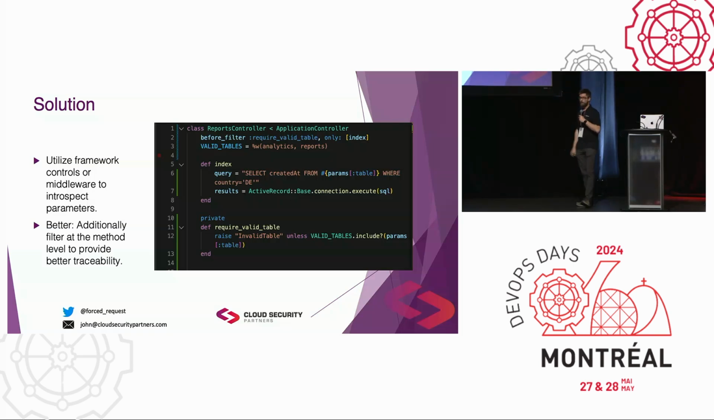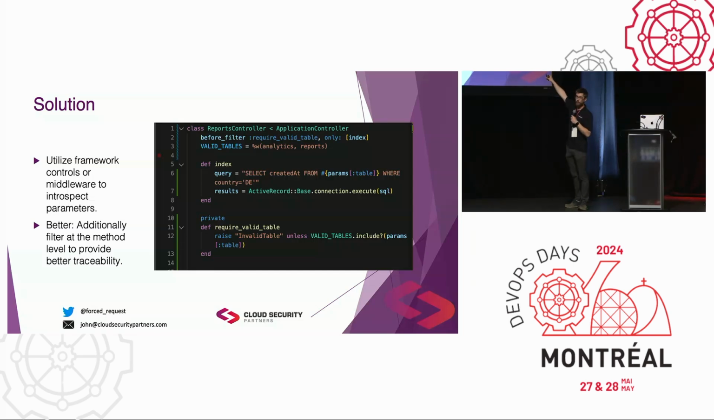So in this case, we can utilize framework controls or middleware to look at the parameters and then make a decision. What we have here in Rails is a before filter that says require valid table. That require valid table looks at an array or a hash of valid table names, in this case analytics and reports, and says, hey, we want a user to be able to query those two tables, but nothing else. So if the user passes in some data that doesn't exist in that allow list, we're going to raise an exception.